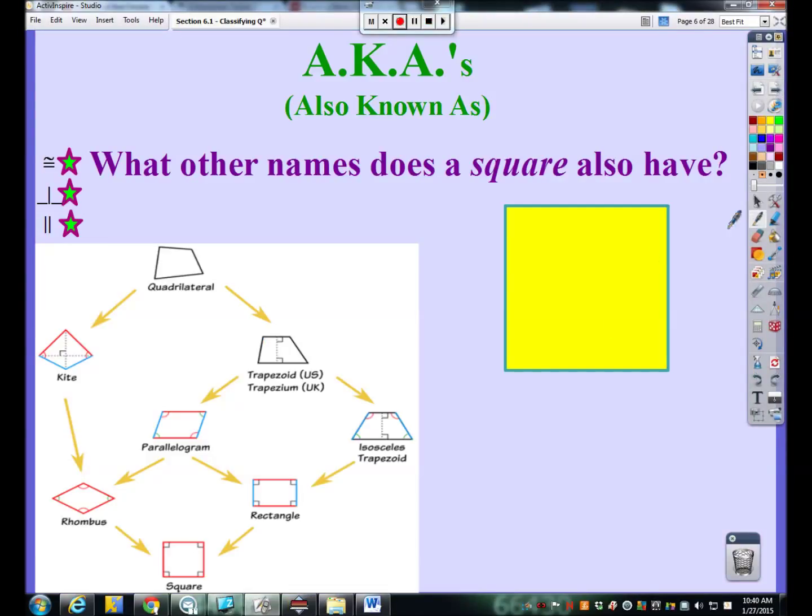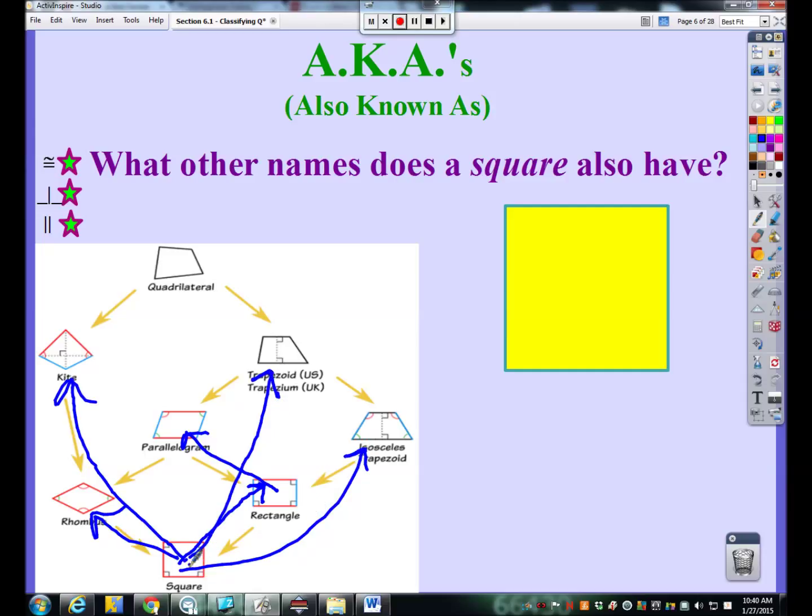Now, what other names, what AKAs do we have for, say, a square? Now, we said all squares are rectangles and all rectangles are parallelograms. So technically squares are parallelograms. Squares are also rhombuses. Squares are also kites. Squares are also isosceles trapezoids. Squares are trapezoids. Squares are quadrilaterals.